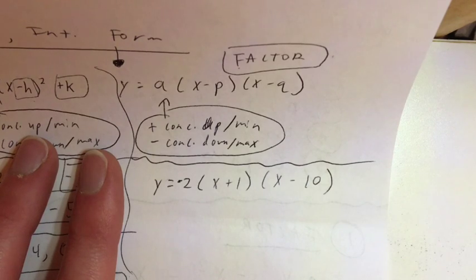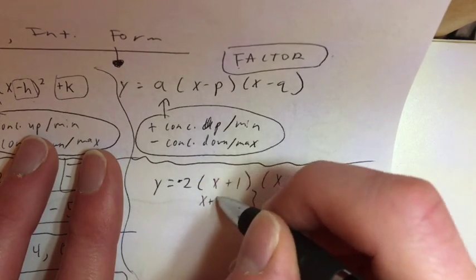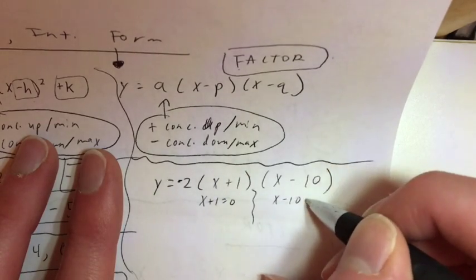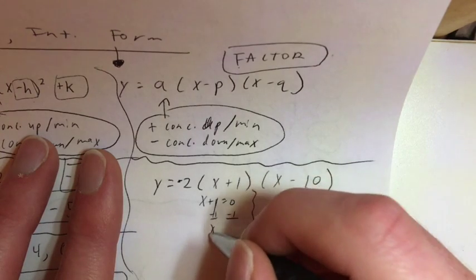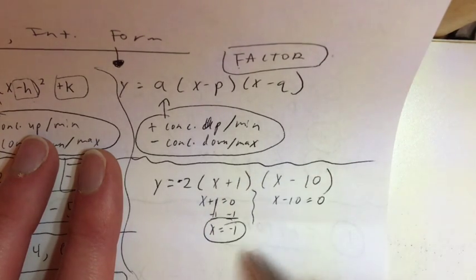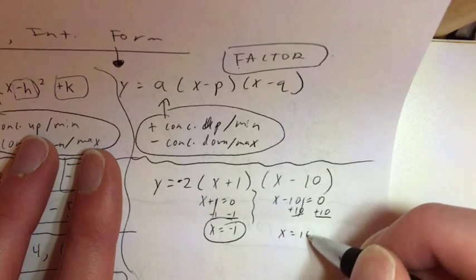Okay, what would you do? Well, you'd set each set of parentheses equal to 0. So I would just do that. x plus 1 equals 0, x minus 10 equals 0, and solve from there. Well, easy as pie. One of my x-intercepts is -1. The other x-intercept would be a positive 10, right?